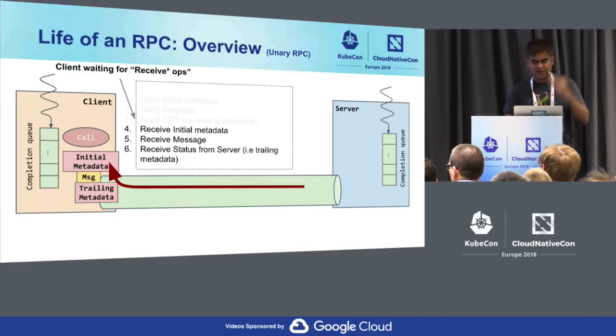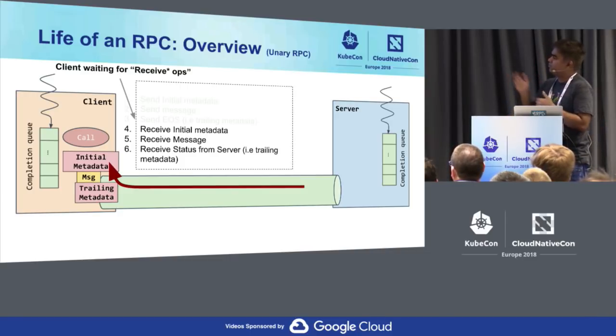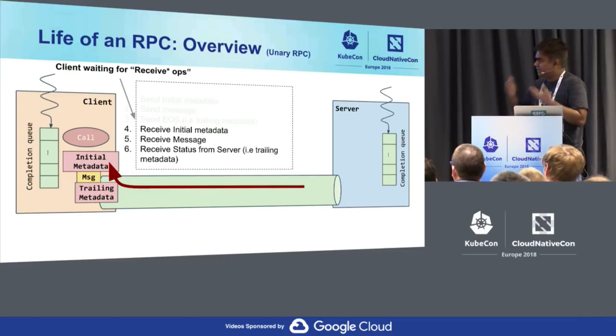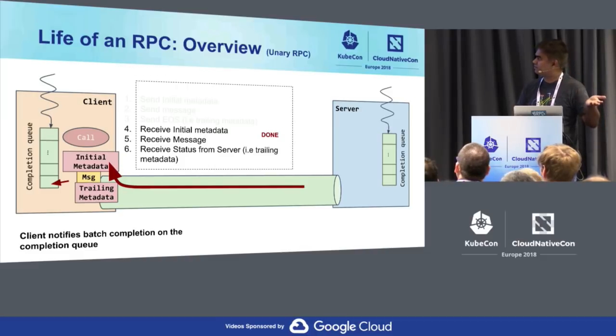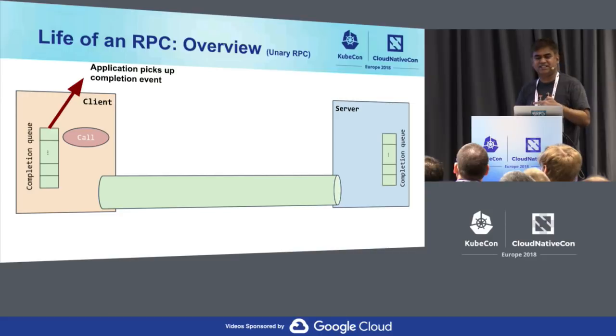On the client, recall that the client is waiting for a few ops, right? So the client now reads the initial metadata, reads the message, realizes that the batch is complete, posts a notification on the completion queue, and the batch is done on the client side. The application thread picks up, and the call is complete on the client.